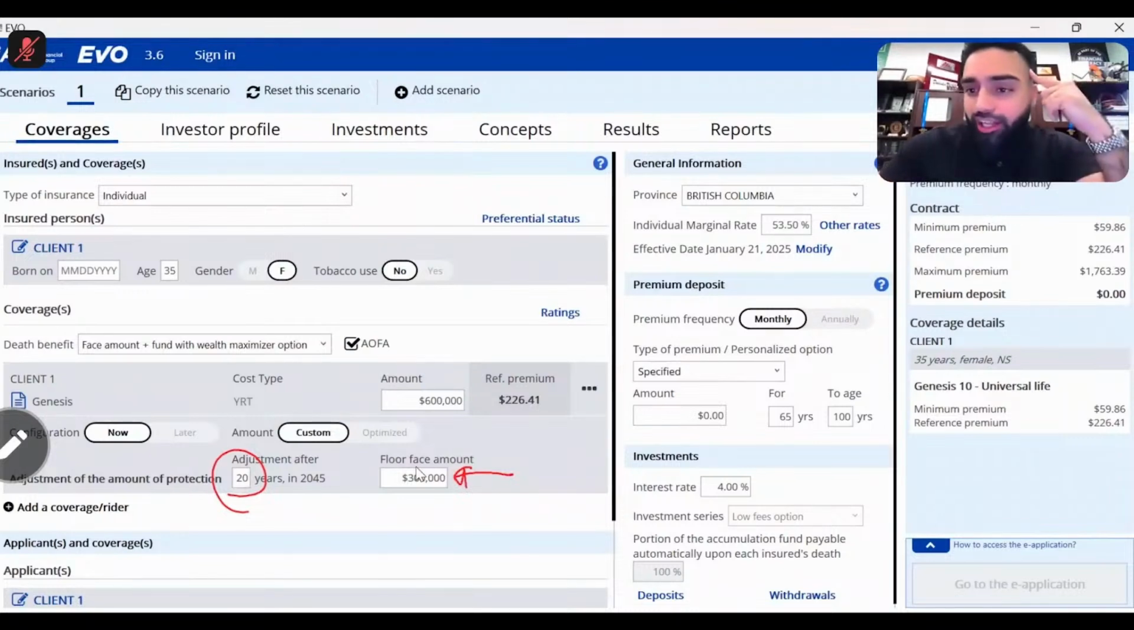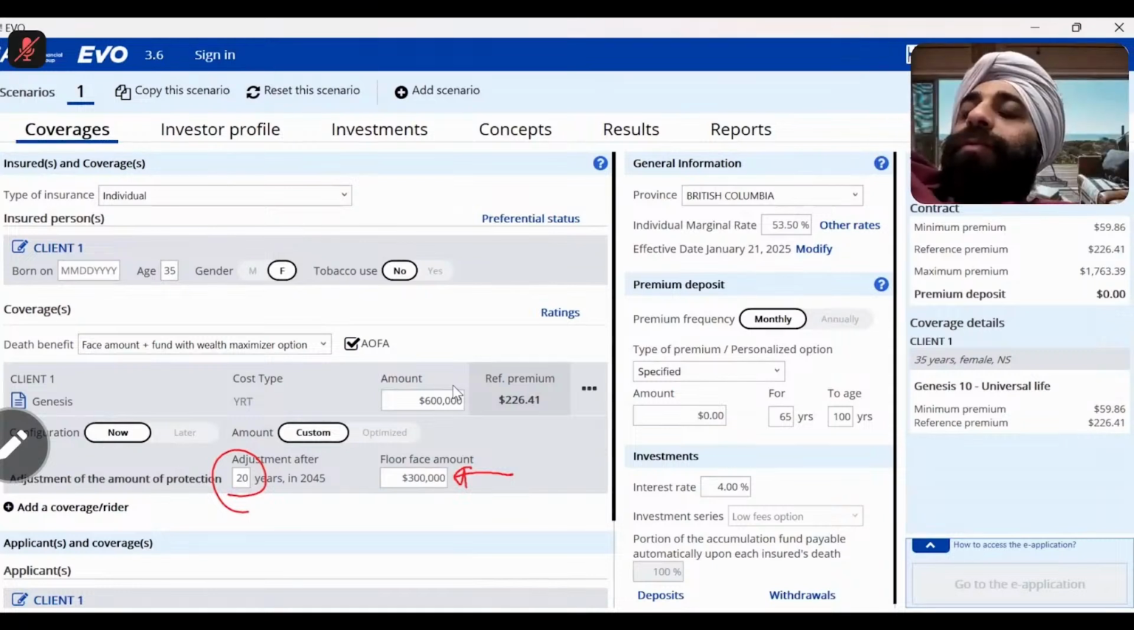Can anyone on the call tell me why you would want to do this versus giving them a flat 600,000 for the rest of their life? What do you think the reason would be? I believe it will help increase the saving amount.